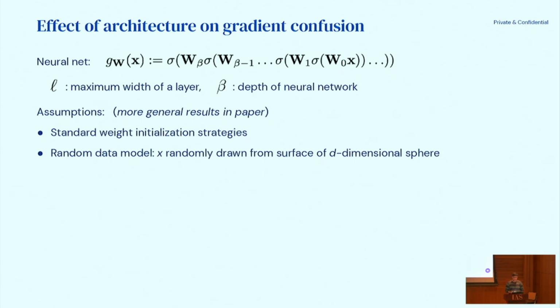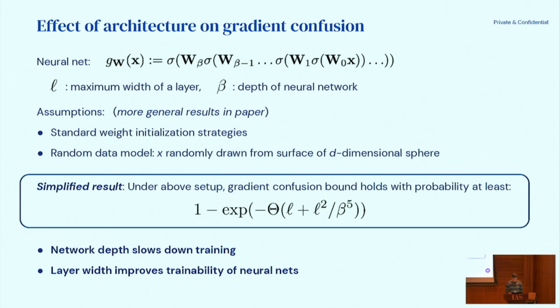So we consider a neural net where the input is x, and it goes through all these layers of operations through standard nonlinearities, and we define the maximum width of any layer as L and the depth of the neural network to be beta. For this case, we consider standard weight initialization strategies that are popular in deep learning, as well as a random data model. So all of our inputs are randomly sampled from a d-dimensional sphere. In the paper, we relax these assumptions as well.